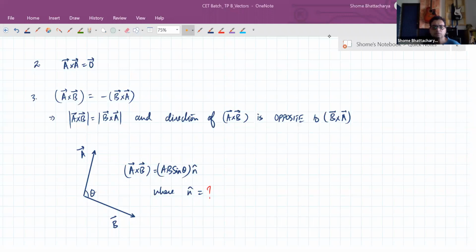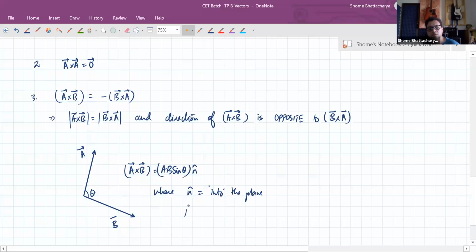That's correct, Santosh. So इस केस में क्या होगा? N cap का डायरेक्शन into the plane होगा. Because you place your thumb like this and your right hand fingers, so you'll be looking at your knuckles. Your palm is pointing into the plane.